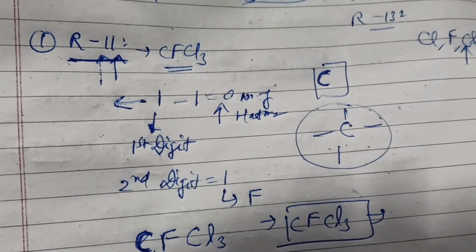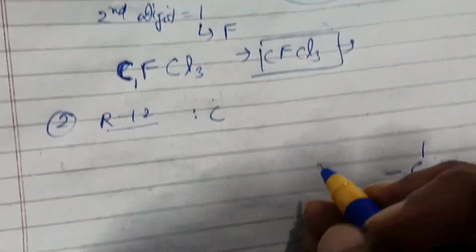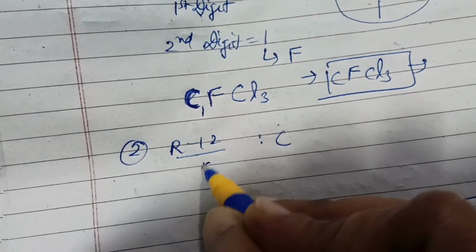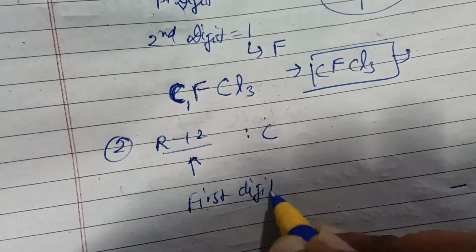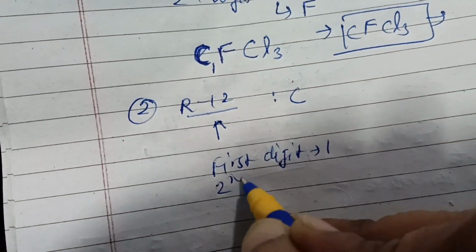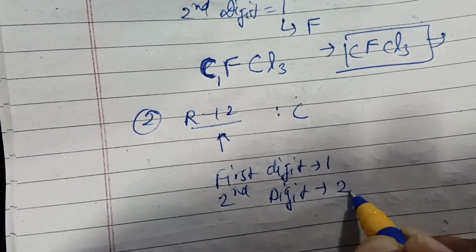So we will go with the same approach that we used in the first in order to find out the formula for R11. So the first digit here is 1, and let me write here the second digit. What do you see as the second digit? This is 2.